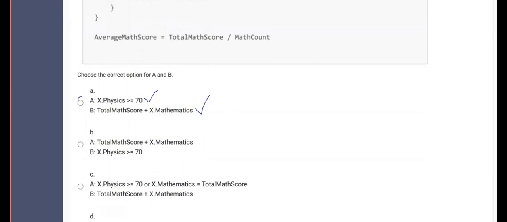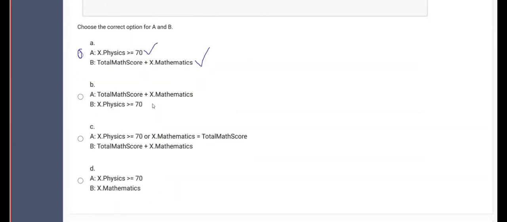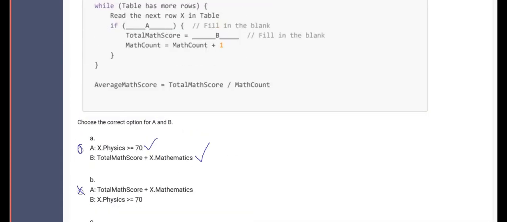Let us put this on hold. Total math score plus x dot mathematics, no. Again a no. Again a no. Therefore the correct answer is option A.